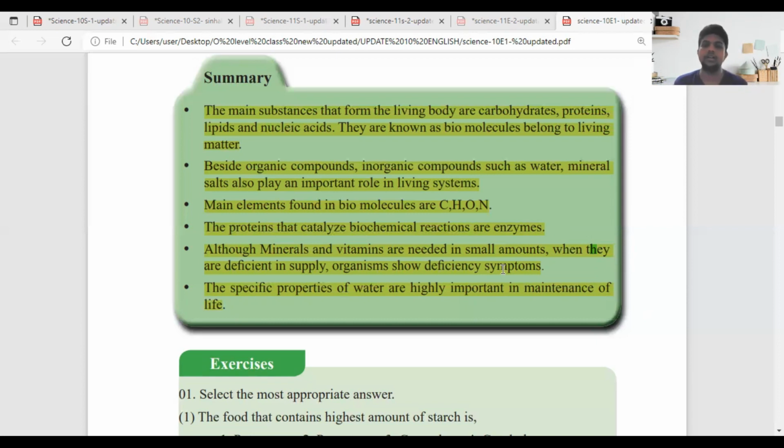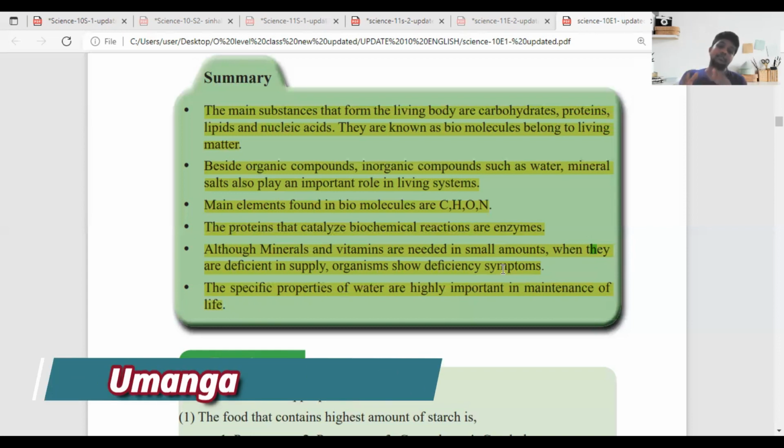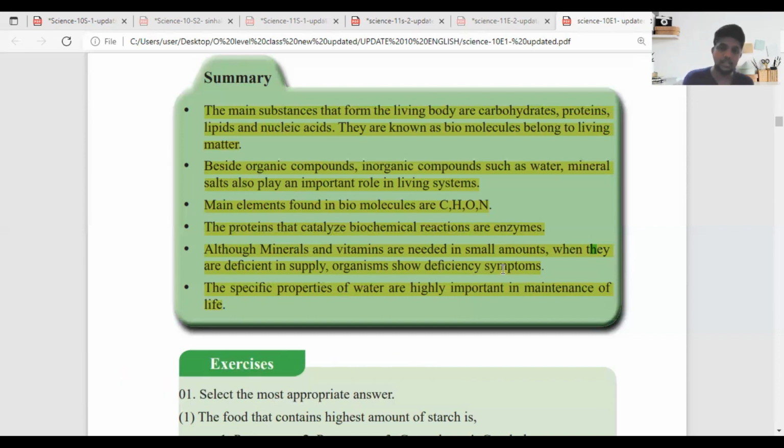Next, besides organic compounds, inorganic compounds such as water, mineral salts, and gases also play an important role in living systems. The main elements of food in biomolecules are carbon, hydrogen, oxygen, and nitrogen. When we categorize them by amount, oxygen comes first, then carbon, then hydrogen, and finally nitrogen. The percentages are oxygen 65, carbon 18, hydrogen 10, and nitrogen only 3%.